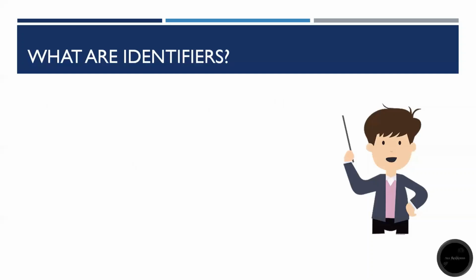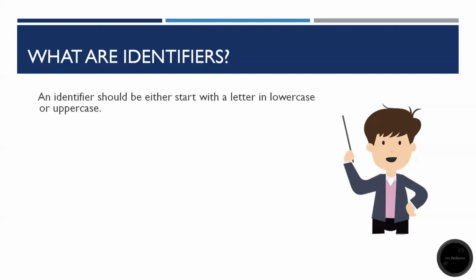So what are identifiers? An identifier should start with a letter, either lowercase or uppercase. In identifiers, no special symbol is allowed. The asterisk, the at the rate symbol, the exclamation mark, and the question mark are special symbols, and these special symbols are not allowed in identifiers. They can also be followed by any number of digits, alphabets, or underscores.